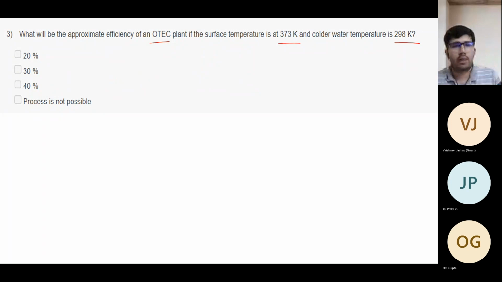You have to find out the approximate efficiency. You have been given the temperatures. So just assume the ideal conditions, because conditions are not given. You can assume the ideal best possible condition. Based on that, you can find the efficiency.